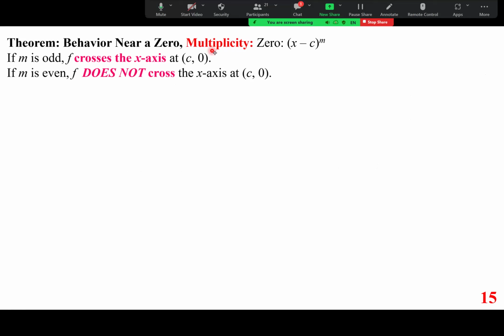Theorem, behavior near zero. Multiplicity. X minus c has the multiplicity m when it's being raised to the power of m. If m is odd, f crosses the x-axis at c, 0. If it's even, it doesn't.